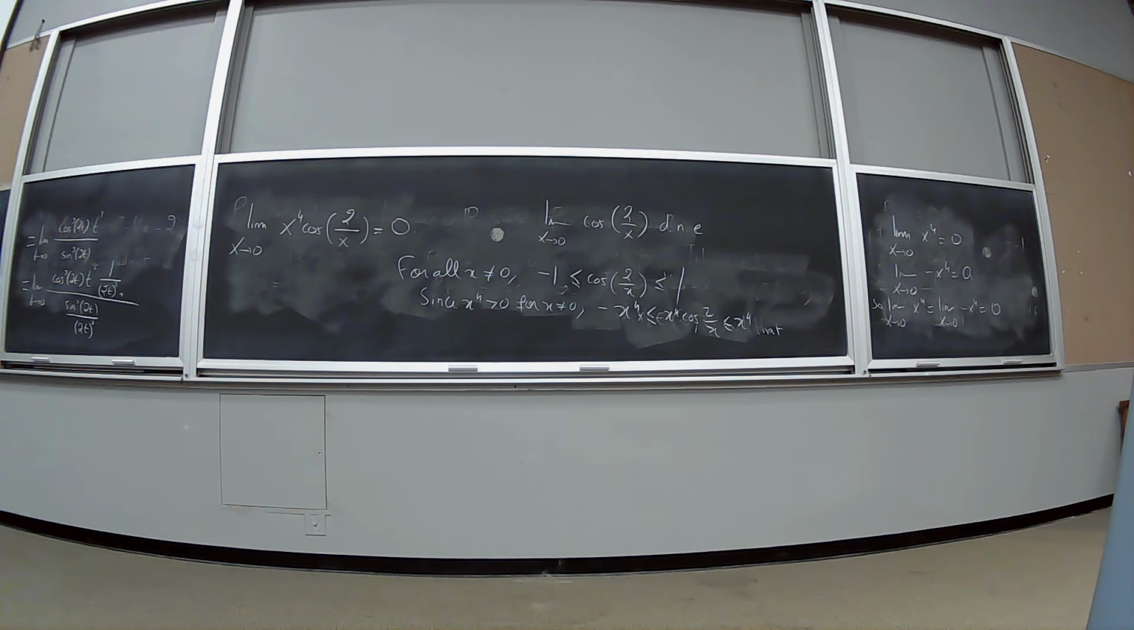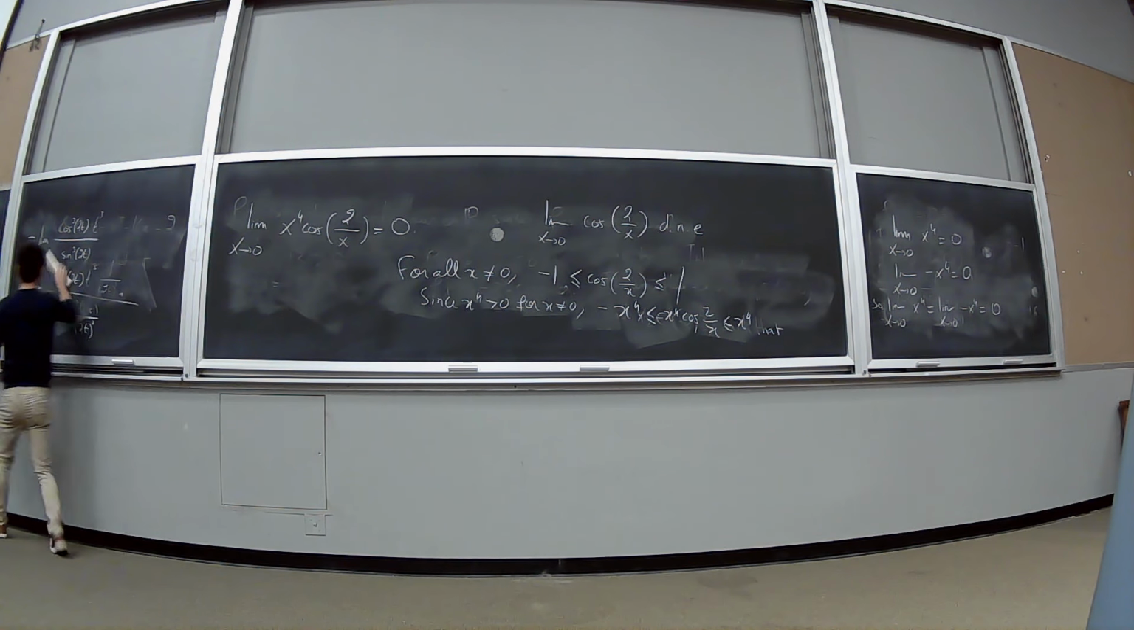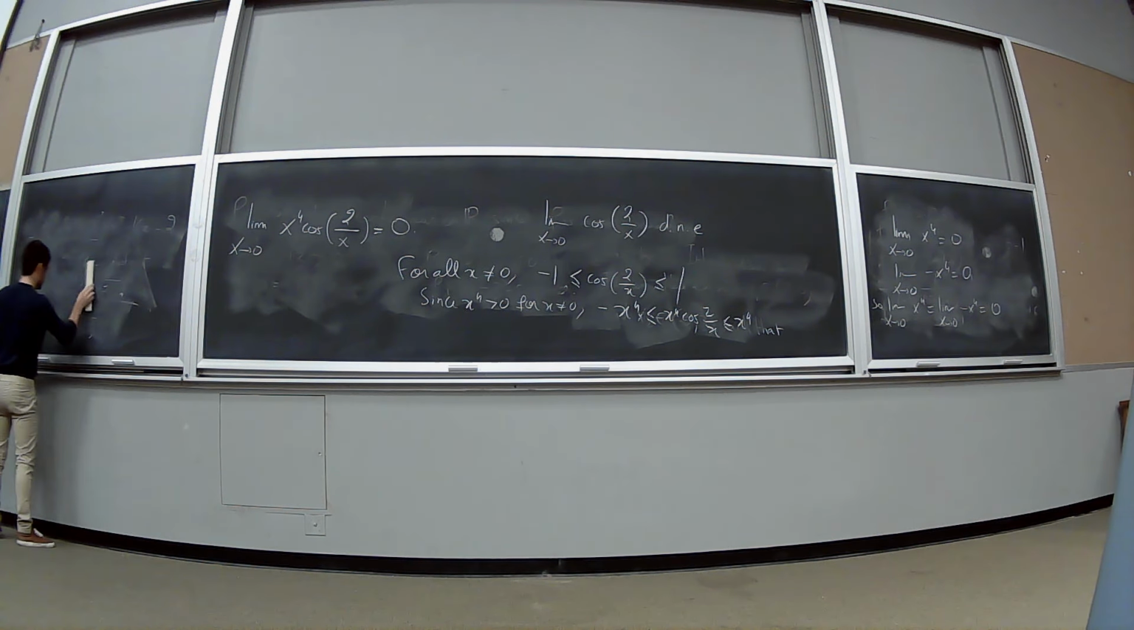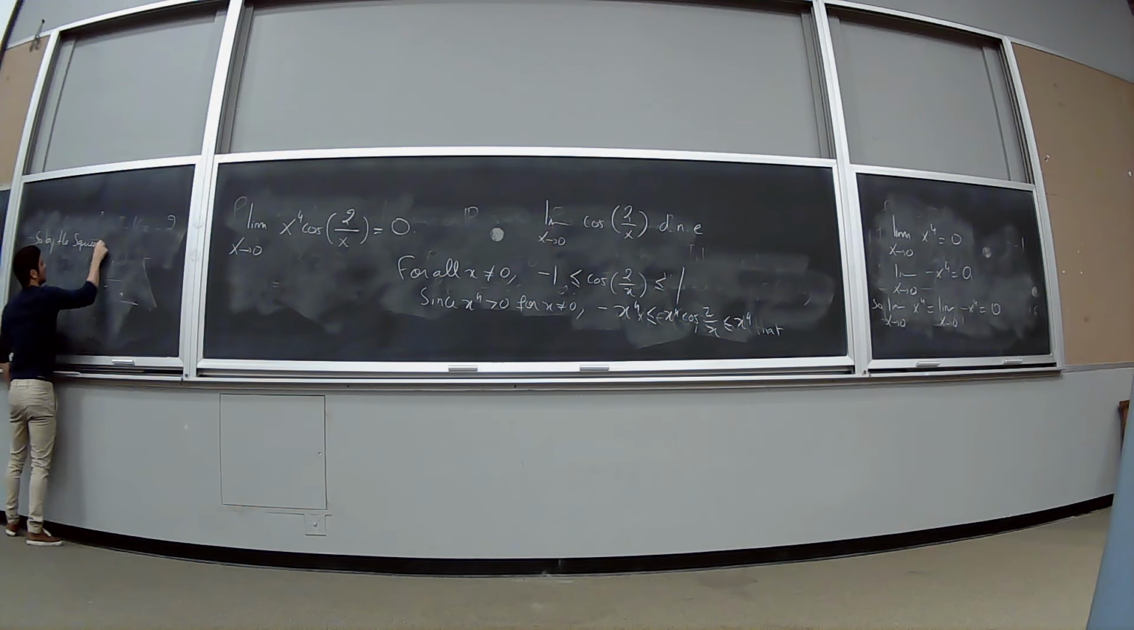Yeah. Squeeze theorem. Squeeze theorem says that if there's a function that is less than f of x for all x, and there's a function greater than f of x for all x, and the limits of the lesser function and the greater function are equal, then f of x must be equal to the limit of those functions. Exactly. So by the squeeze theorem, the limit as x goes to 0 of x to the fourth cosine of 2 over x is 0. Awesome. Okay.